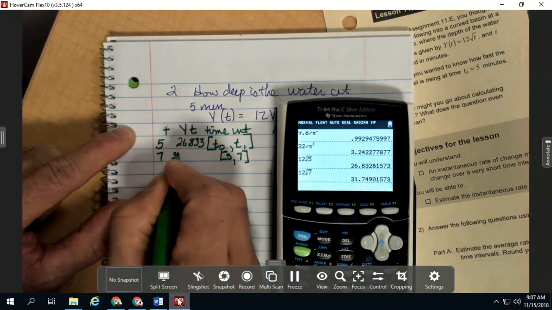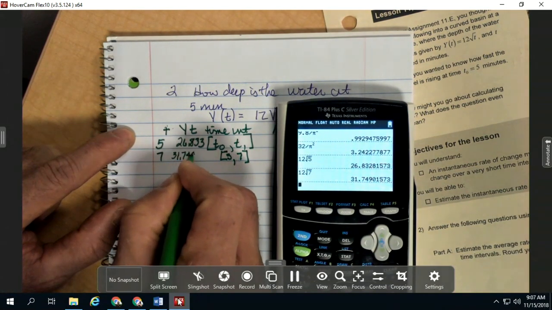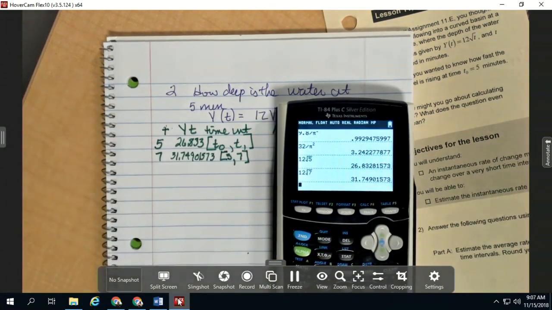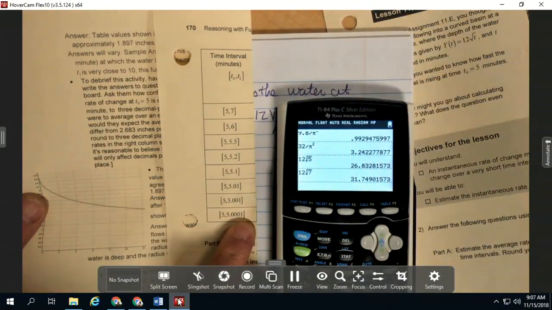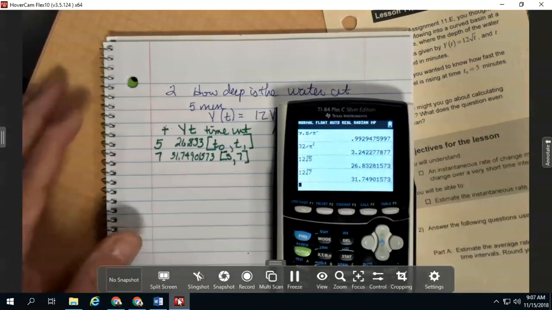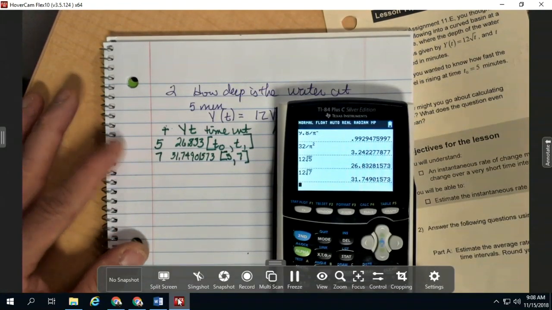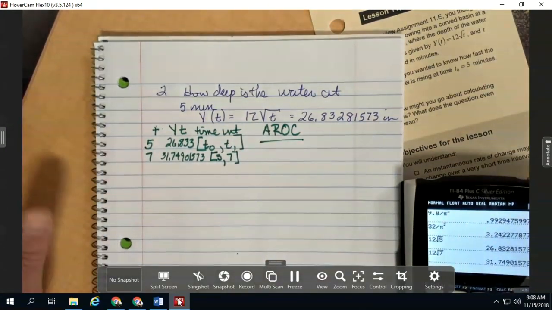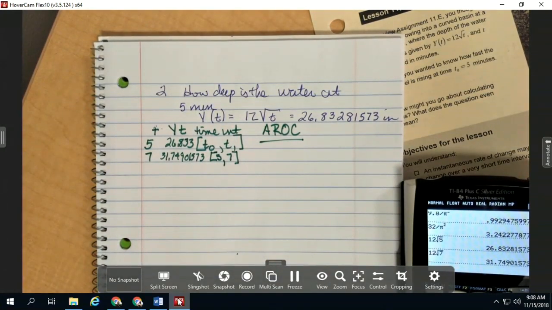So we'll write 31.7490153. Now I'm doing a lot of digits just because the very last people who are going to do the interval from 5 to 5.0001, that's a very small interval, so you need to have a lot of digits for that one. But for the first ones, you don't need to have very much information. Okay, finding the average rate of change. Obviously, we can't find the average rate of change if we only have one number.